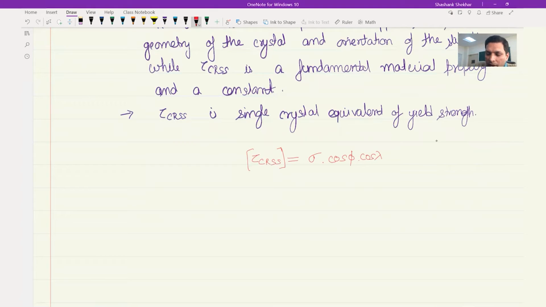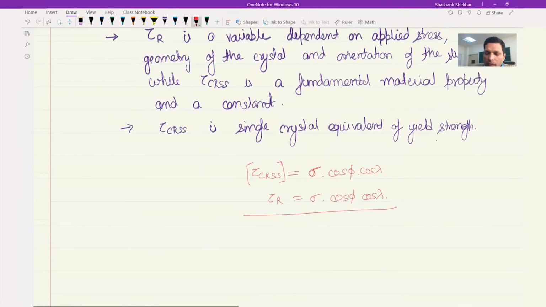And in fact, this sigma would be determined using this value tau CRSS. And for all other values, whatever value we get from this relation, tau R is equal to the resolved shear stress. So tau CRSS, as you have seen, is a critical value where the dislocations start to move.